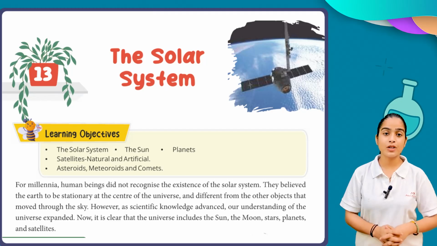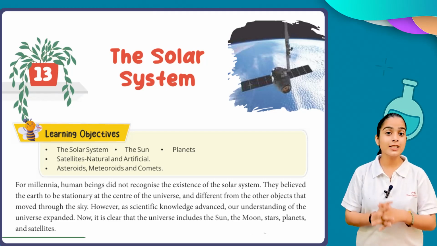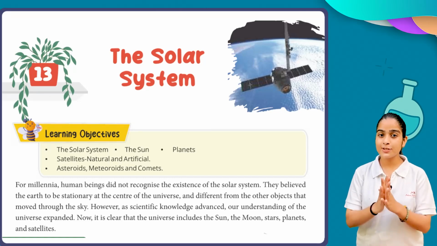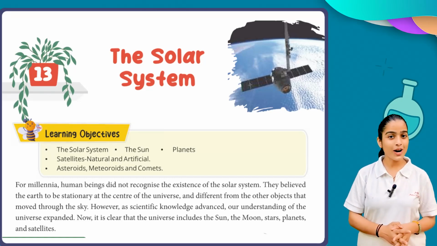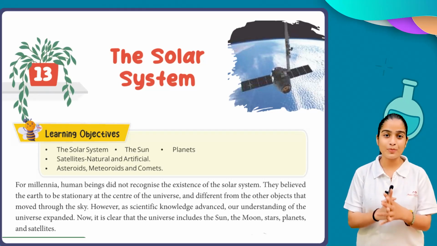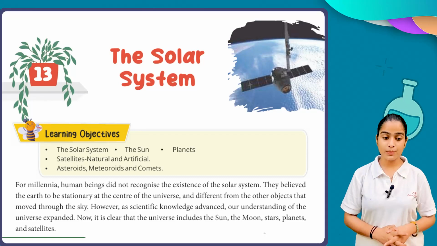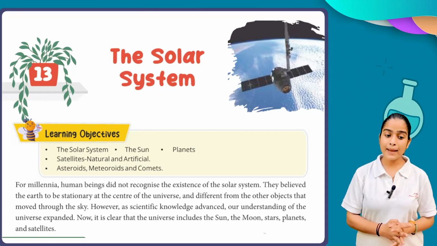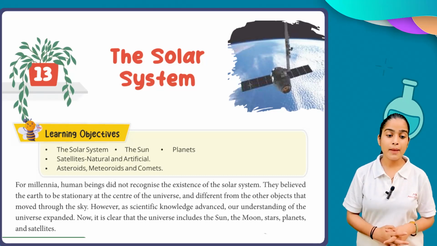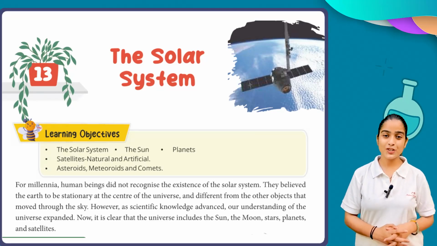And today we have chapter number 13, the solar system. So basically we are going to learn about the planets we have. So all of you, are you excited? But before starting this chapter, we have to look at our learning objectives. So first we have to read about the solar system, the sun, planets, satellites, natural and artificial, asteroids, meteoroids, and comets. So let's get started.